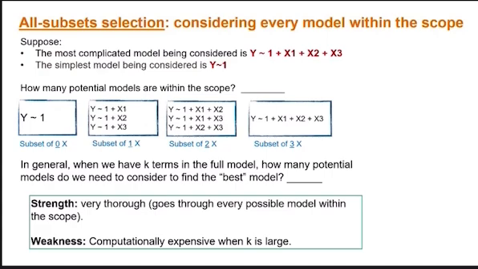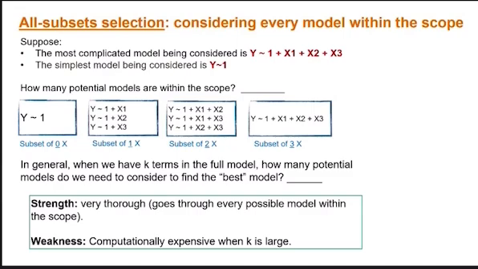The strength of all subset selection is that it's going to give you the opportunity to go through all possible models before you arrive at the best. But the weakness is it's computationally expensive. It's going to waste your time before you are able to arrive at that.